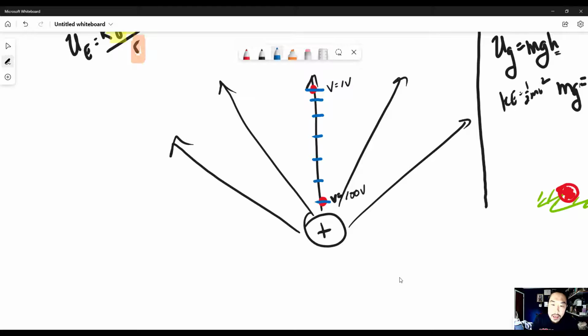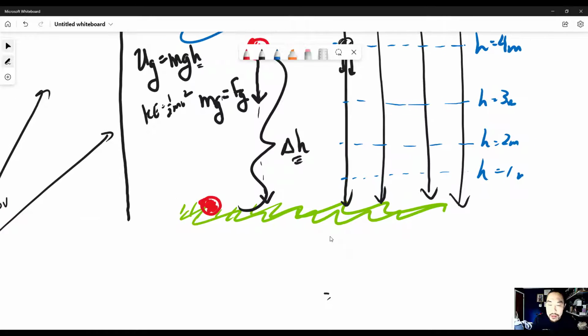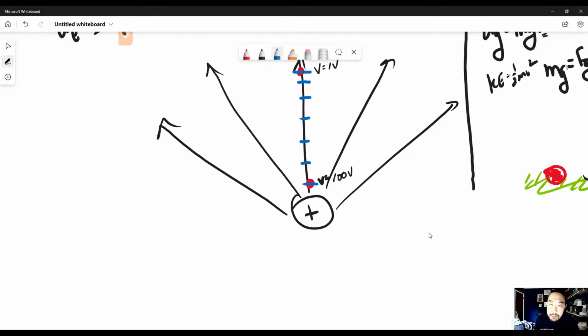Now, much like the height lines that we drew over here, the height line for here is 1 meter. The height line for here is 1 meter, even though they're under two different field lines. All four of those perpendicular lines represent 1 meter, even though I have different gravitational field lines representing them. We can do the same over here.